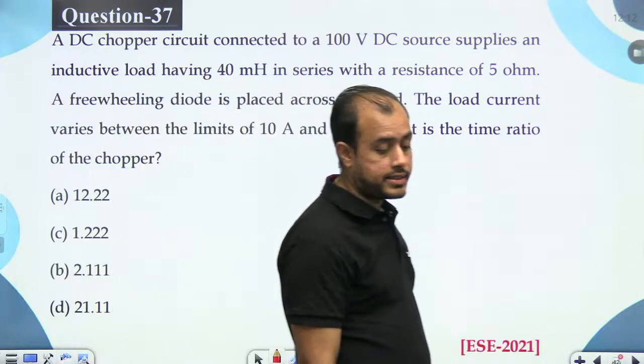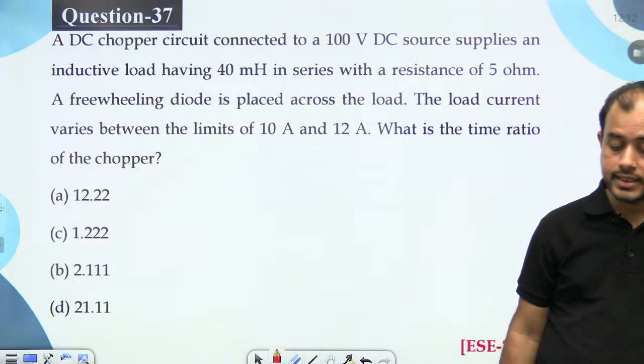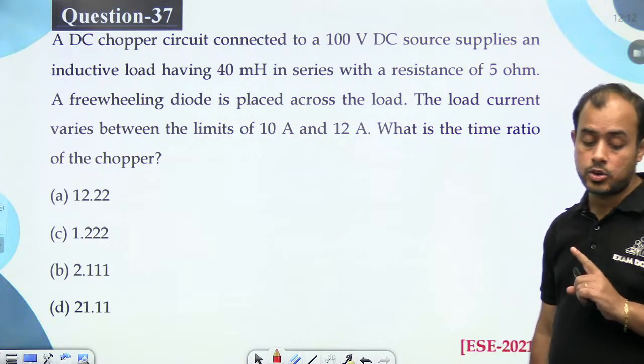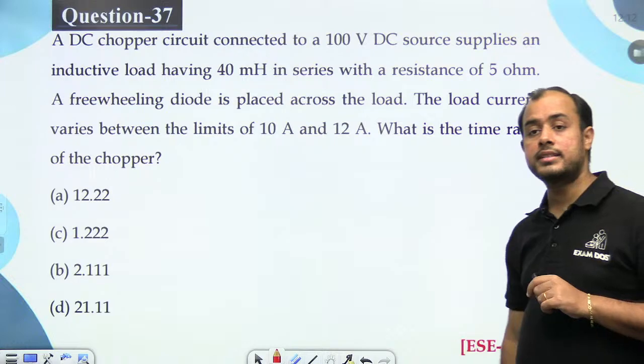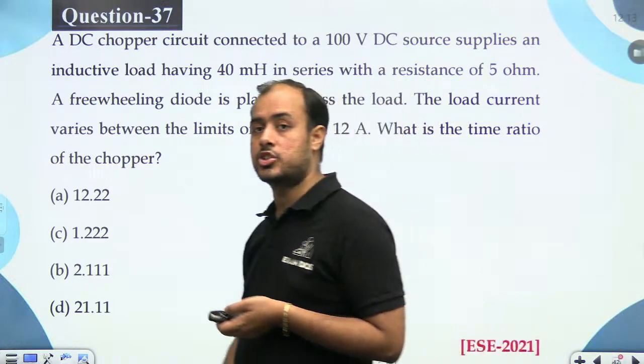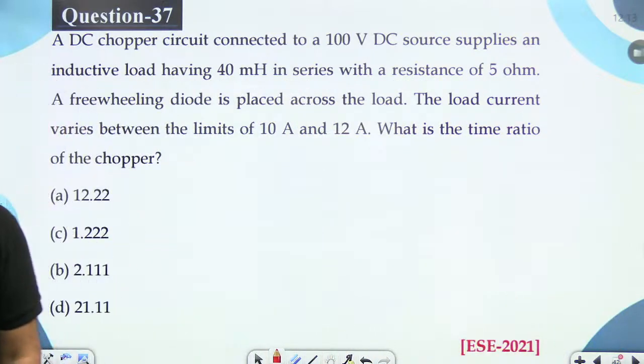Now a DC chopper is connected to a 100 volt DC source, has an inductance and a resistance. Freewheeling diode is connected across the load. The current varies between 10 and 12. What is the time ratio? That is the duty ratio of the chopper. I need the duty ratio of the chopper.